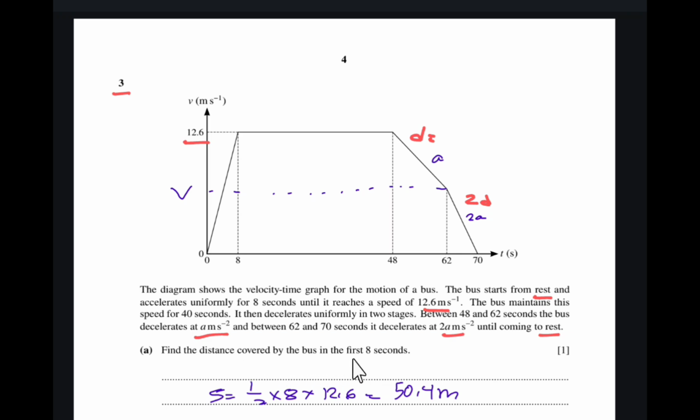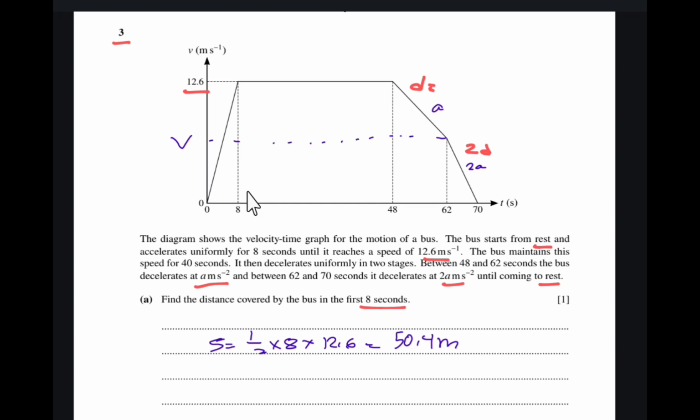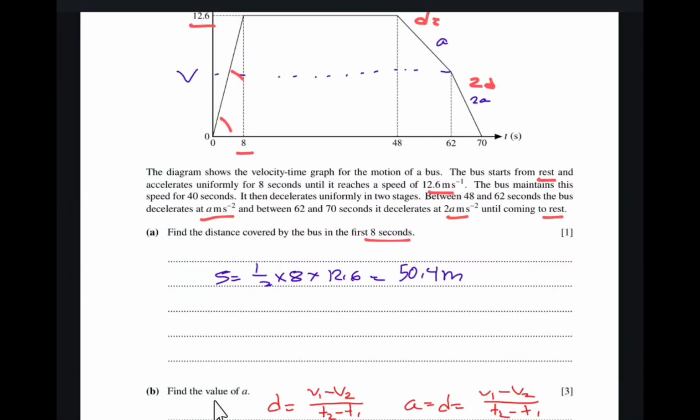Find the distance covered by the bus in the first 8 seconds. So we know that the distance is the area under the velocity-time graph, and we know the height and the base. So the area of the triangle would be half base into height to calculate the distance in the first 8 seconds. Then we need to find the value of a.